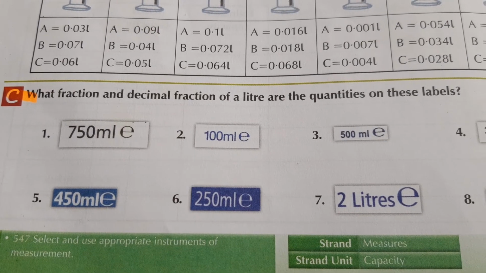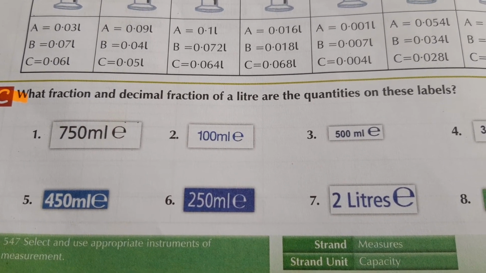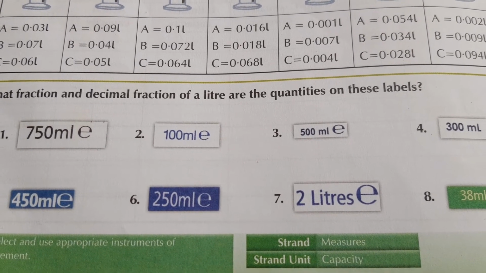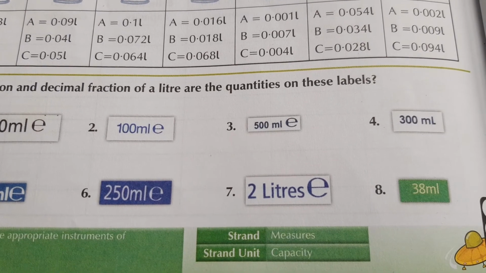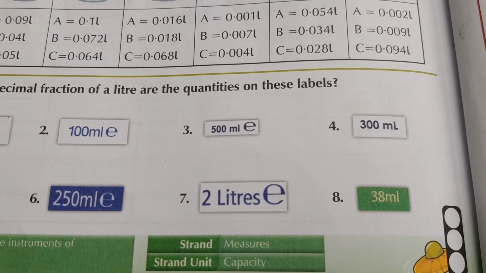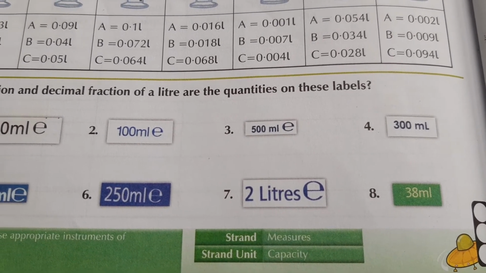5 there is 9/20 or 0.45. 6 is a quarter or 0.25. 7 is 2 or 2.0 as a decimal fraction. And 8 would be 38 out of 1,000 or 0.038.